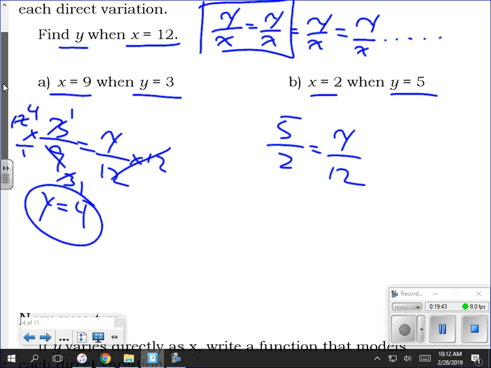However, something that will also work every single time: I have a proportion, that means I have a fraction equal to a fraction. You can cross multiply and set up that equation. Cross multiply. 2 times y equals 5 times 12. Cross multiply. That will always work. Divide both sides by 2. Y equals 30.